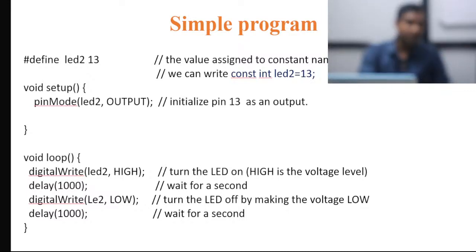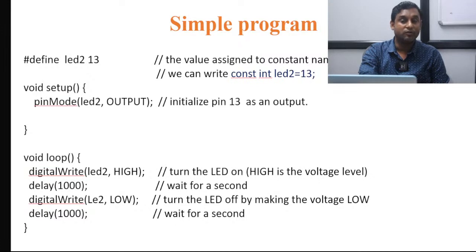Then in void setup, we write how we are going to use that particular pin. So I wrote pinMode. In pinMode, we say what type of mode we want to use for this pin. I am writing LED 2 equal to 13, and I want to use pin number 13 as the output pin. So we write pinMode LED 2, OUTPUT. That means we initialize pin number 13 as the output pin.